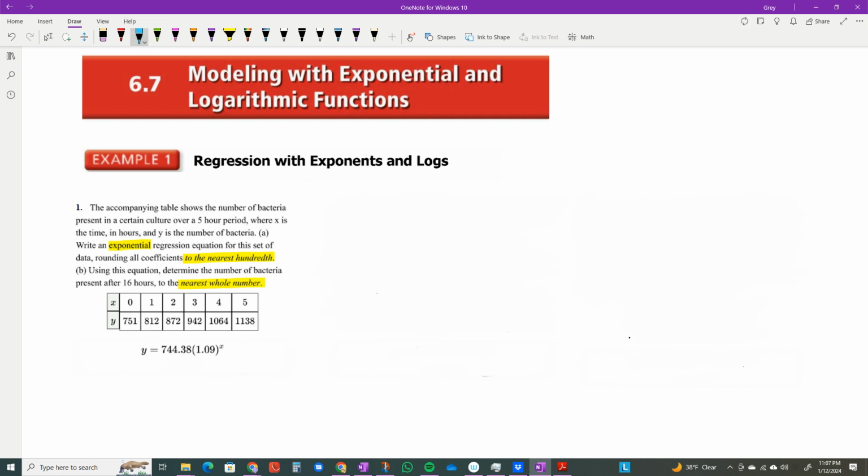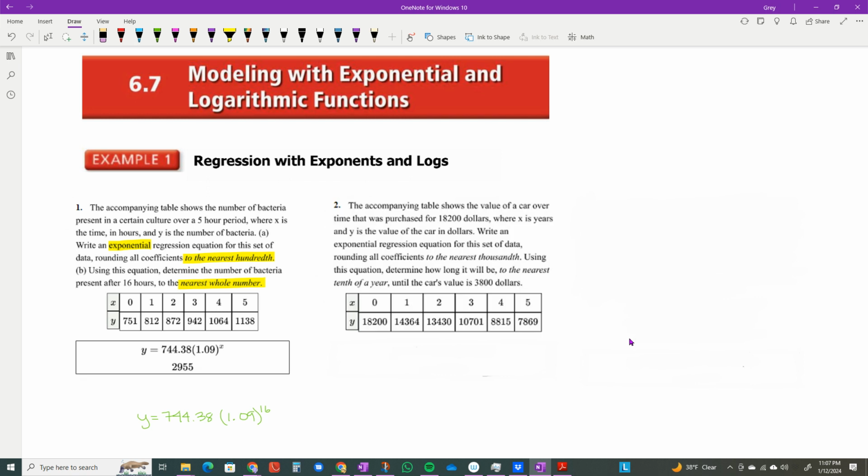So what does that mean you're going to do here? I think you know that means you're just going to plug in 16 for X. So on your calculator, and you should do this to make sure you know how to do it, 744.38, because it told you to use that equation, times 1.09 to the 16. And when you do that, you will get 2,955 rounded to the nearest whole number. So that's your answer.